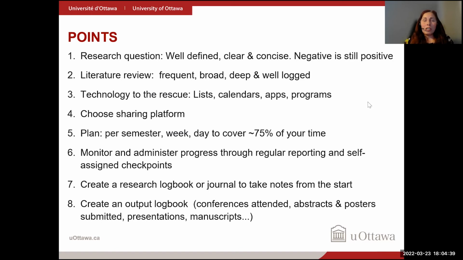And specifically to research, I find that it's great if you can have an output logbook where you can list the conferences attended, the abstracts, posters submitted, if you have any presentation resulting from your research, manuscript completed. This will also help you with writing your CV, with updating your knowledge and all of this.